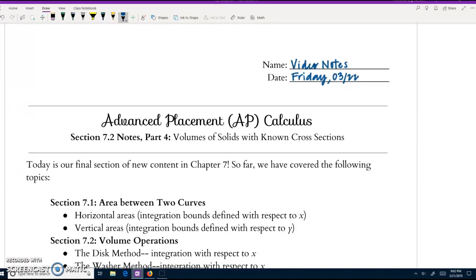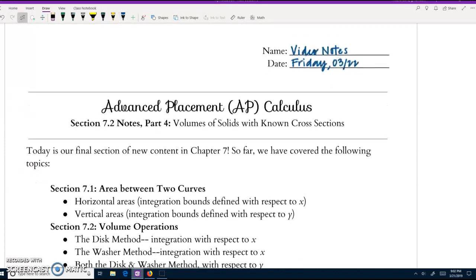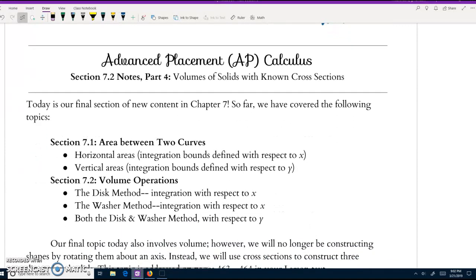All that we're doing today is wrapping up the last piece of section 7.2. So up until this point in chapter 7, this is what we've covered, this list that you have on your page. Your first section just dealt with area. So section 7.1, we had 2 different days in that particular section.